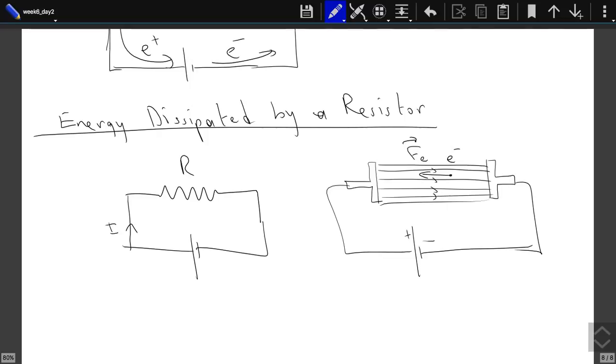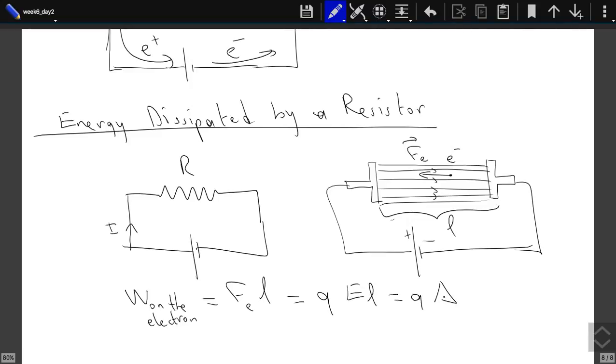Agree? Okay, so there is a force, there is a displacement, so there is work done on the electron. Work done on the electron is equal to the force acting on the electron. Let's just calculate the total work done on the electron from this point to this point, which is the length L: force acting on the electron times L. And the force acting on the electron is just Q times E, so the work is Q times E times L, or Q times delta V, Q being the charge of the electron.